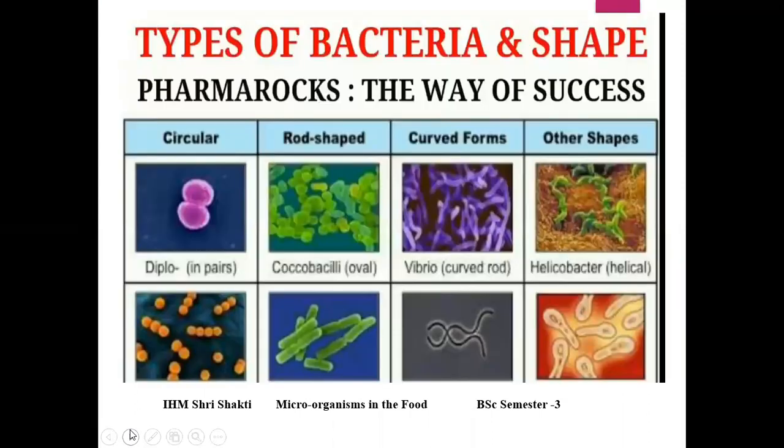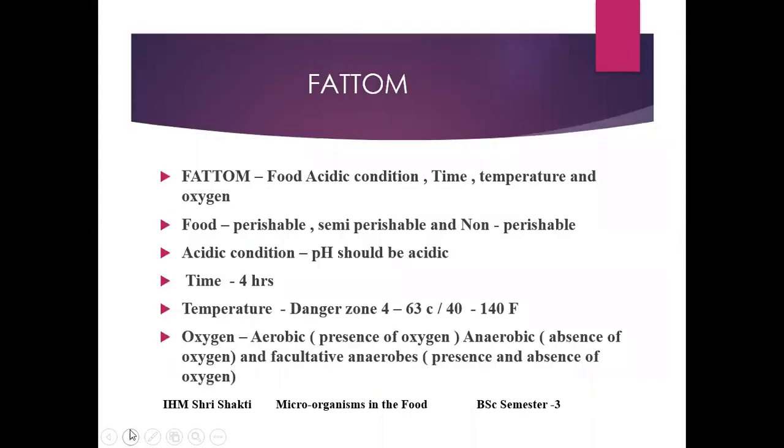You can see the shapes of bacteria: circular shape, rod shape, curved and other shapes. They can form like a rod shape, like a chain, like a cluster of grapes, etc. Talking about bacteria in detail, we need to know what conditions are required for the growth of bacteria in food. The factors required are food, acidic condition, time, temperature, and oxygen.